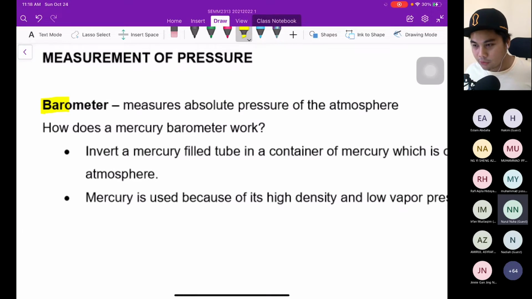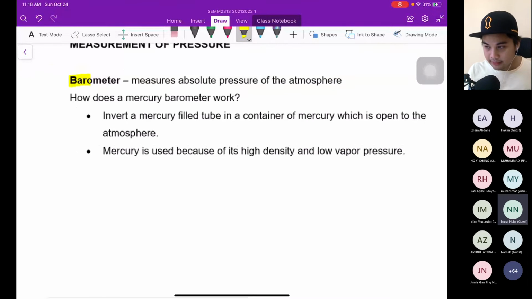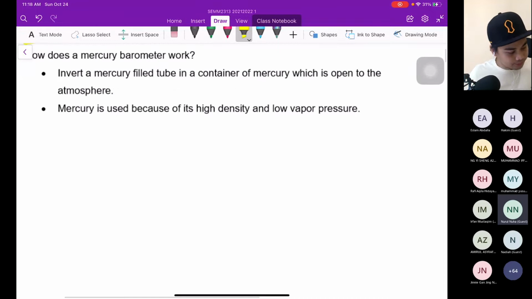I think we have bar, we have Pascal, and PSIG. Okay, and then this barometer is basically the device that measures the absolute pressure of the atmosphere. So this device basically functions to measure the absolute pressure of the atmosphere. So how does a mercury barometer work? That means this barometer contains a fluid which is mercury. So how does it work? Okay, let me draw it for you.